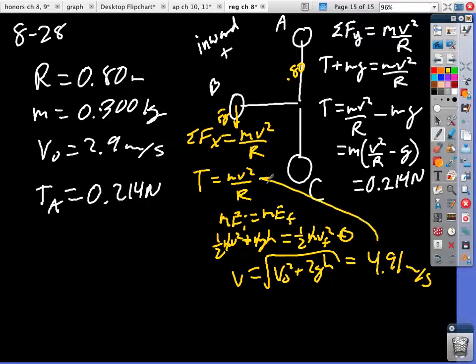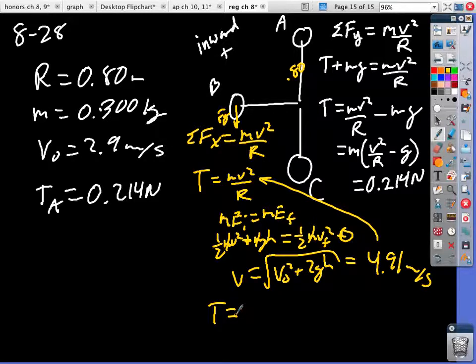So I plug that in there, and the tension is equal to 0.3 times 4.98. Keeps dying. Had to get a different calculator.